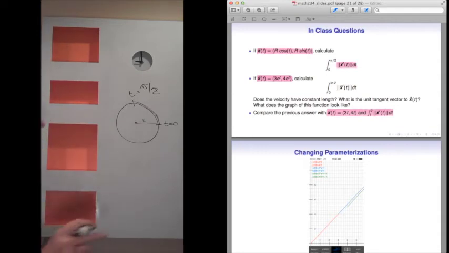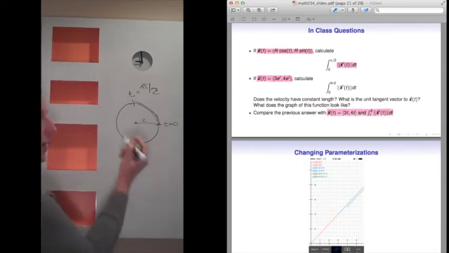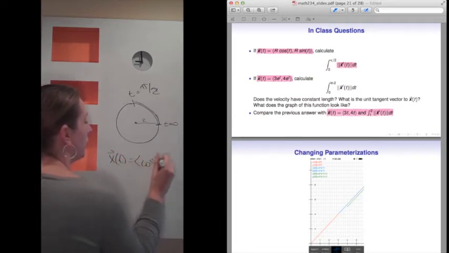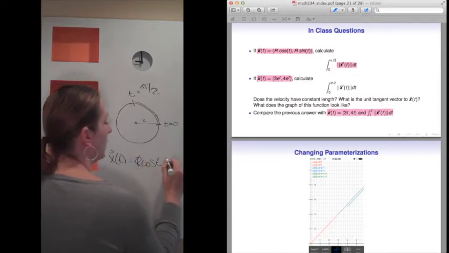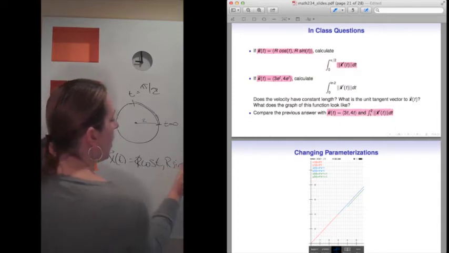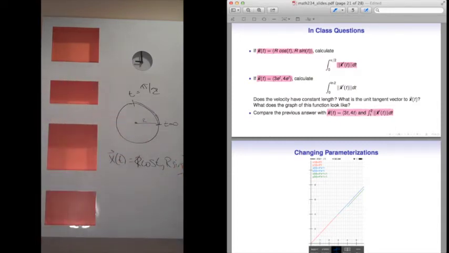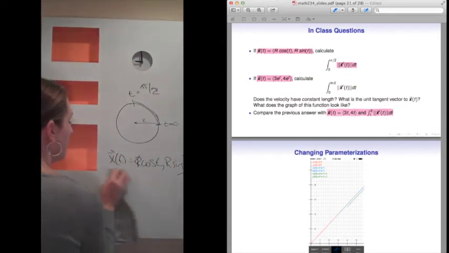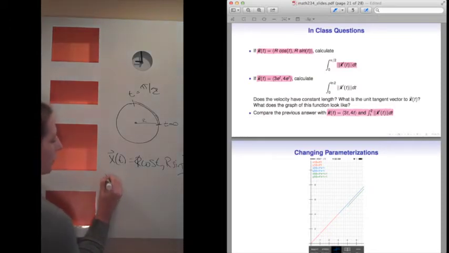All right, so just to remind you, you had an in-class question, and you were given this parameterized curve, r cosine t, r sine t, which we know makes a circle. And if we take the integral from 0 to pi over 2 of the length of the velocity vector, so if this is x of t, let's do that before we set up the integral. Let's go ahead and calculate an actual formula for this.